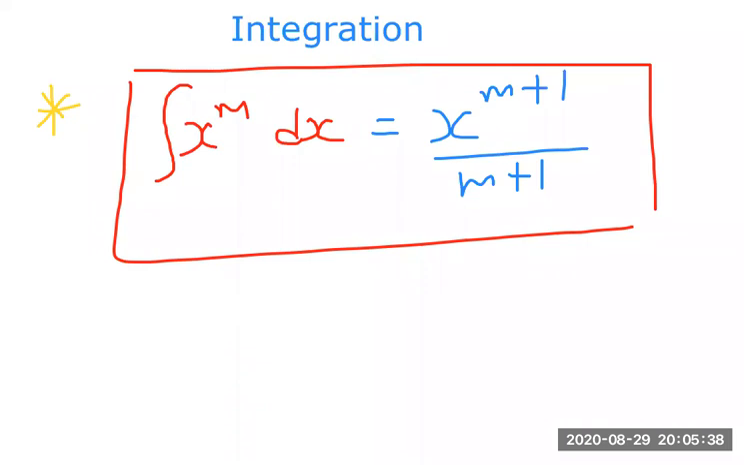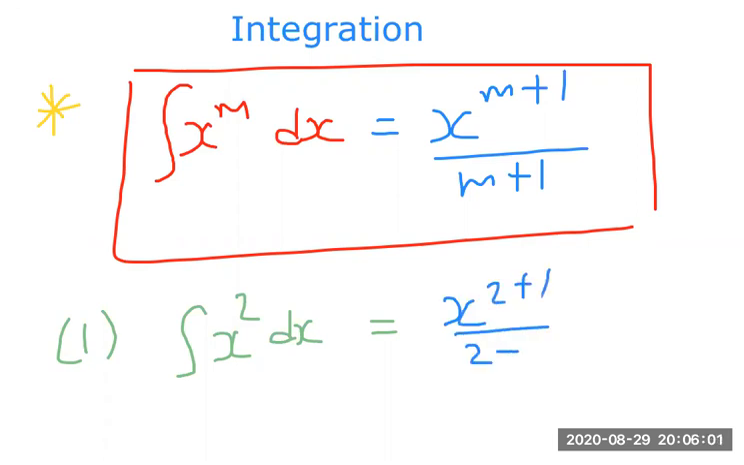The first thing is the basic application. Suppose integral x square dx is given. From this formula we can observe that m is some constant, here 2, so we get m plus 1 by m plus 1. We can write x power 2 plus 1 by 2 plus 1, which is x cube by 3. It is a very simple one.